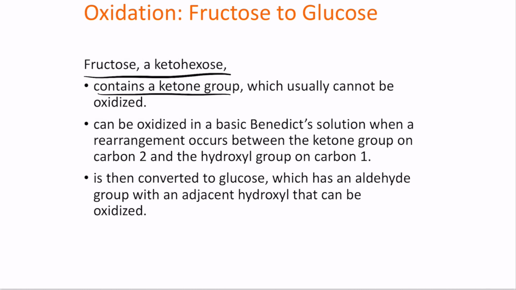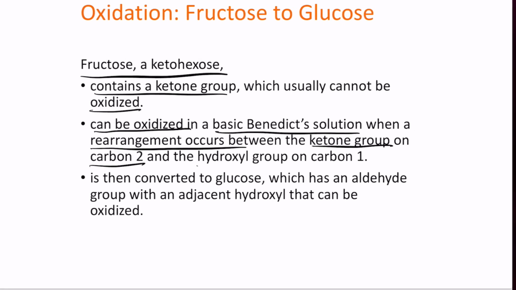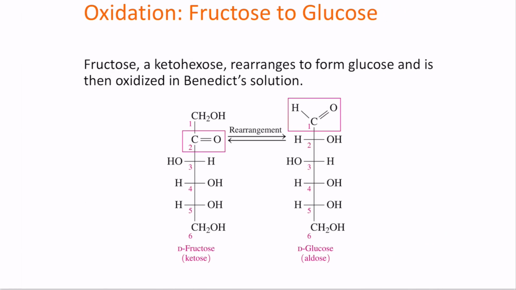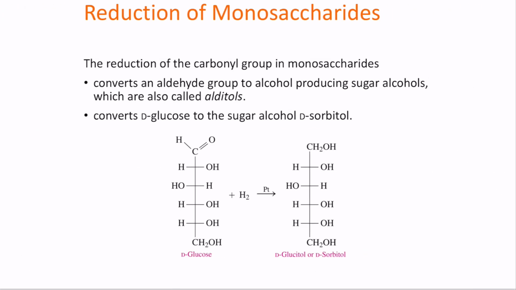It contains a ketone group which generally cannot be oxidized, but it can be oxidized in a basic Benedict solution when a rearrangement occurs between the ketone group on carbon 2 and the hydroxyl group on carbon 1. So what happens then? It converts to glucose, which is an aldehyde, and then it further undergoes the formation of gluconic acid. So first, fructose has to undergo rearrangement to form glucose, and then it undergoes oxidation to create gluconic acid.